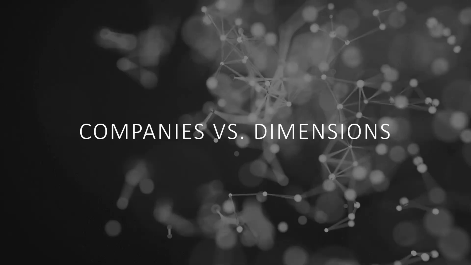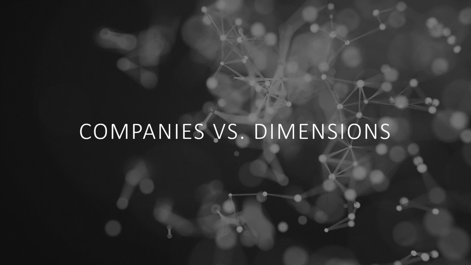Today we're going to talk about companies versus dimensions. In Business Central, if you have multiple legal entities, you can set those up as companies, and that's the standard way to do that. There's an alternate approach using dimensions, and we'll talk about that and show you what some of the pros and cons are. So let's dive right in.